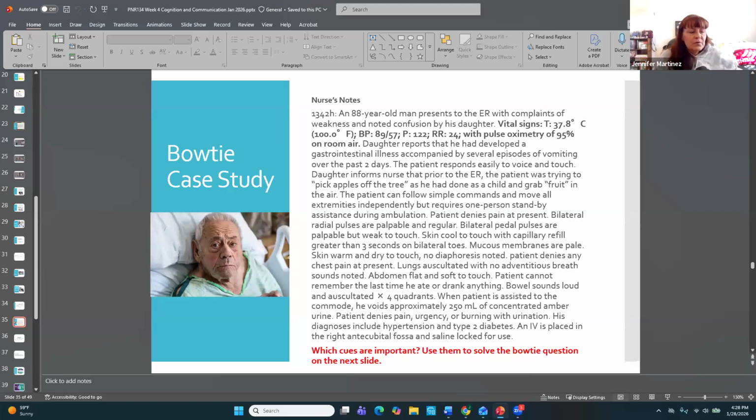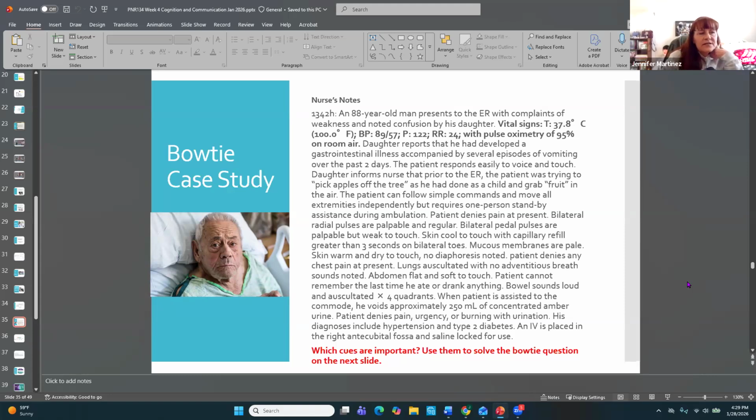Go ahead. The low blood pressure is one of them. What else? The amber urine. Capillary refill greater than 3 seconds. Elevated respirations. Slight temperature. Blood pressure is low, pulse is high, respirations are high. The confusion. And the faint pedal pulses.